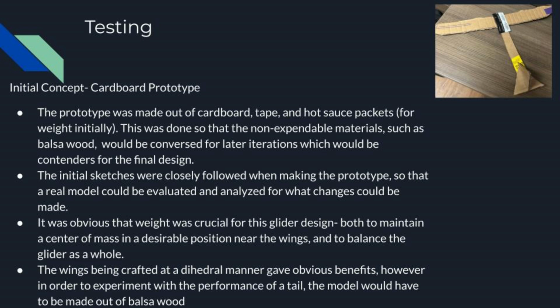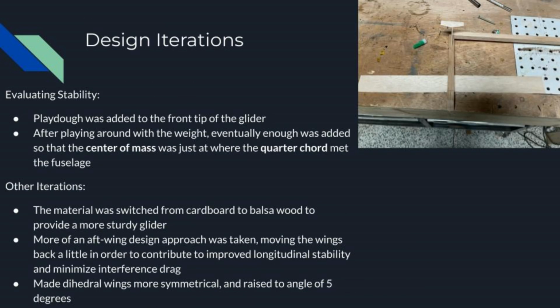So during the testing, my initial concept was a cardboard prototype. The prototype was made out of cardboard, tape, and hot sauce packets for weight. So continuing on with my design iterations, when evaluating stability, Play-Doh was added to the front tip of the glider. After playing around with the weight, eventually enough was added so that the center of mass was just at where the quarter chord met the fuselage.